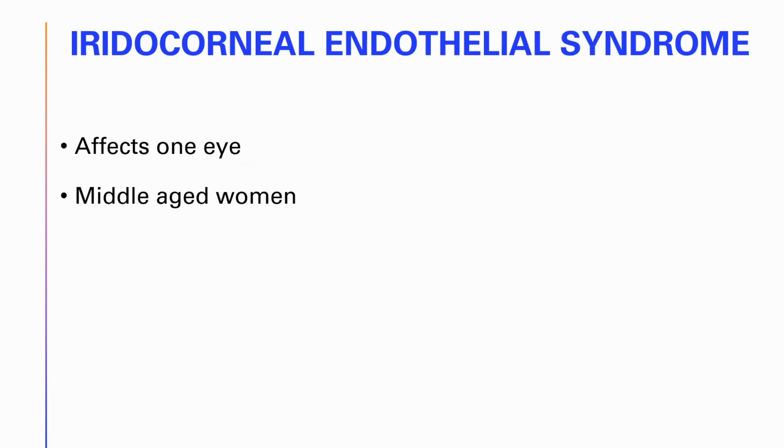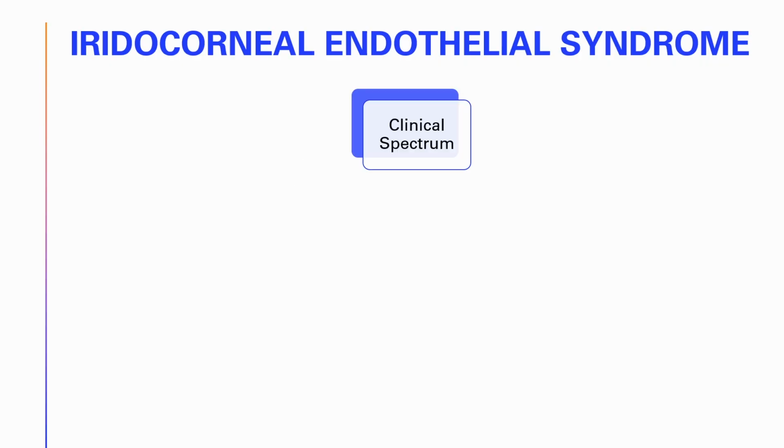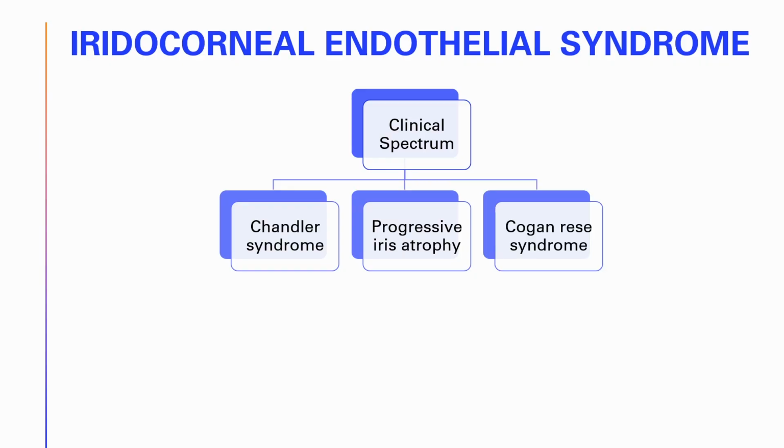Coming to iridocorneal endothelial syndrome, it affects one eye. It is usually seen in middle-aged women, and the clinical spectrum comprises Chandler syndrome, progressive iris atrophy, and Cogan-Reese syndrome. And the PCR test may reveal the presence of herpes simplex virus DNA in a substantial percentage of ICE syndrome corneal and trabecular meshwork specimens, suggesting possible viral etiology.